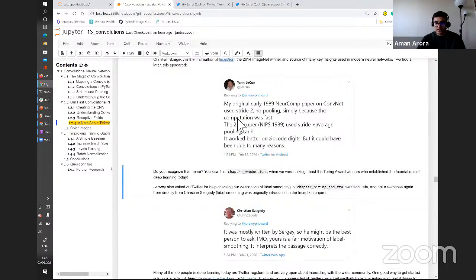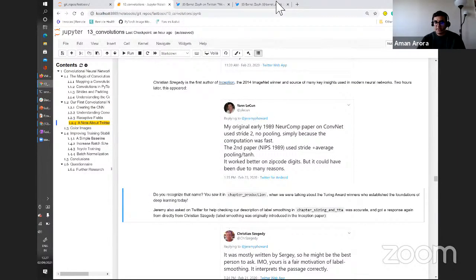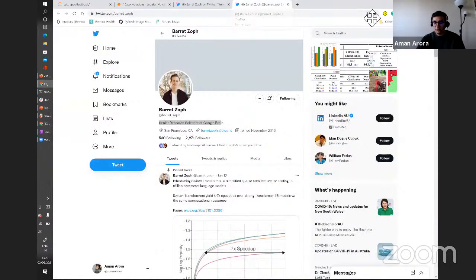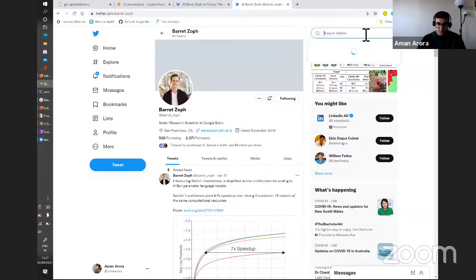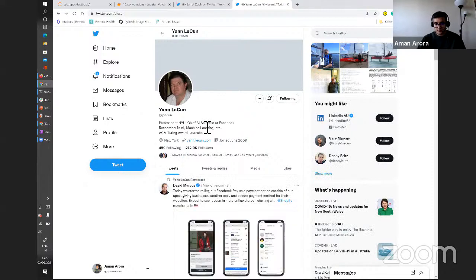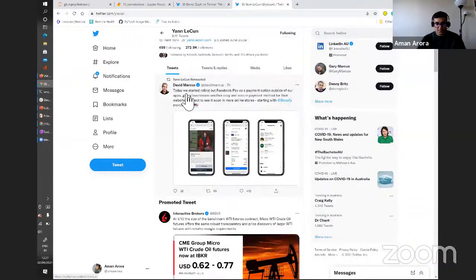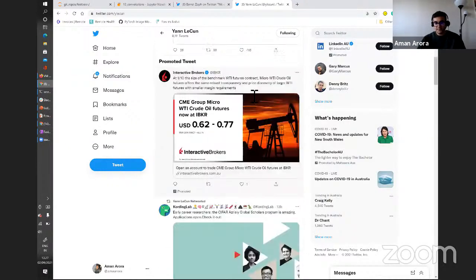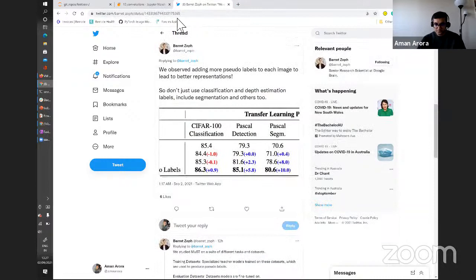But you can see that all of the highly influential people, the people who have defined the way deep learning is, are on Twitter. So if I search Yann LeCun, you can see there are a lot of tweets. He retweeted something 7 hours ago, about rolling out Facebook Pay, and there are all of these different things that you can follow on Twitter.